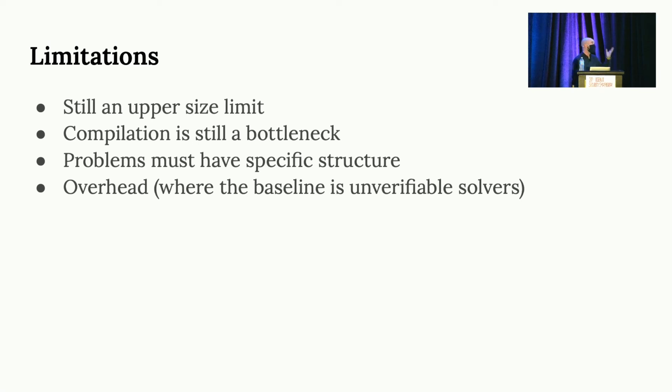Problems have to have a specific structure. Semi-definite programming problems need to have certain feasibility requirements to satisfy strong duality. Stochastic gradient descent problems have convergence requirements they have to satisfy. And there's an overhead as compared to solvers that don't produce proofs, obviously. It takes longer to produce a proof, even if the proof is small.